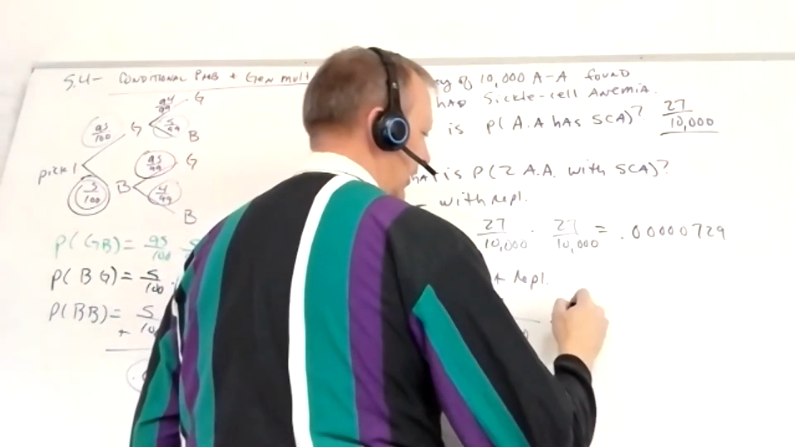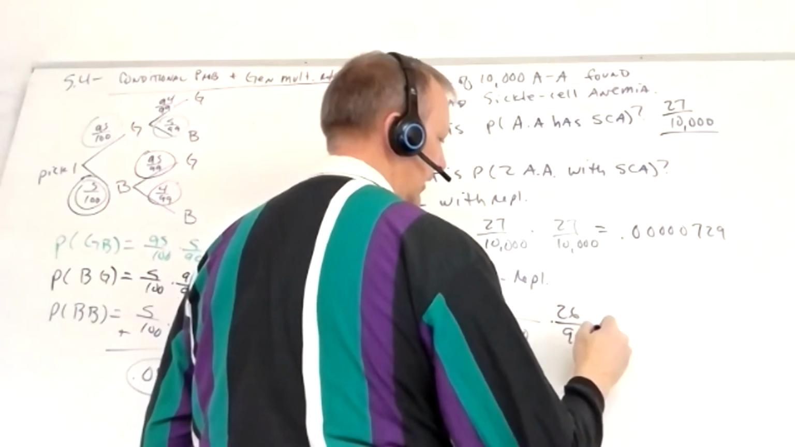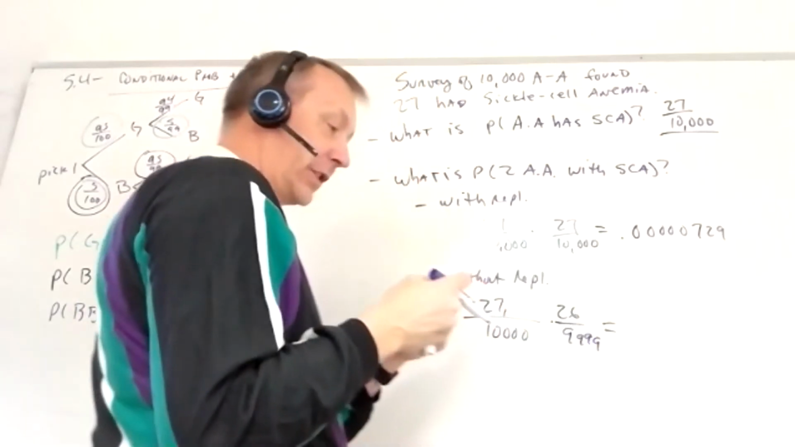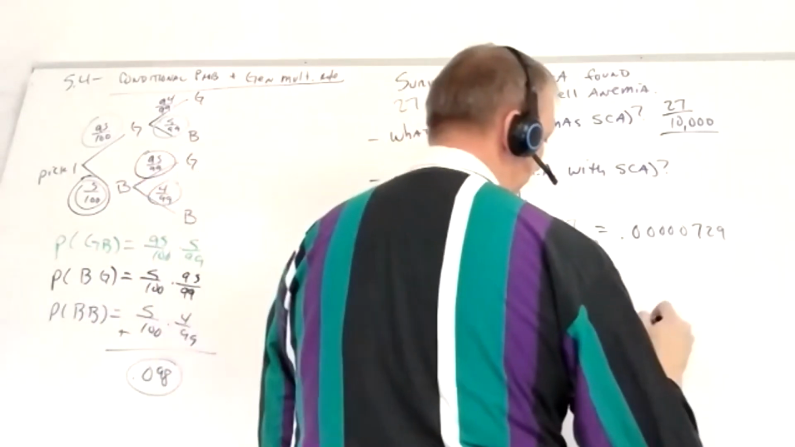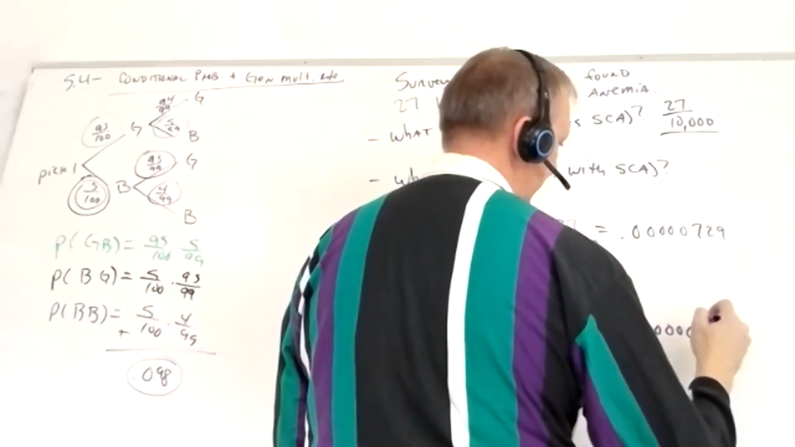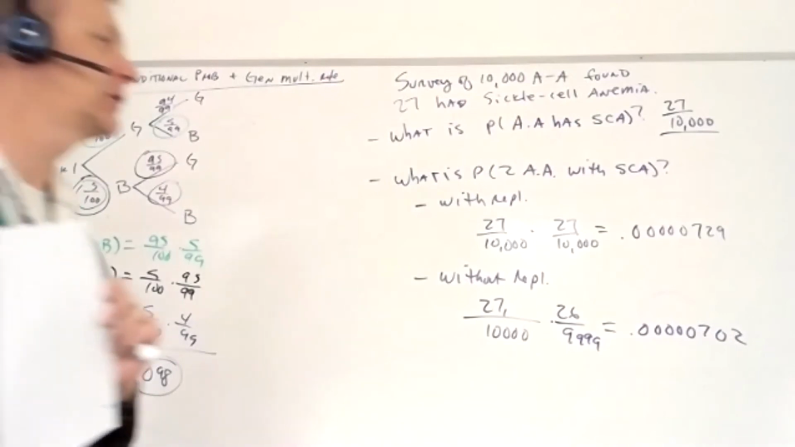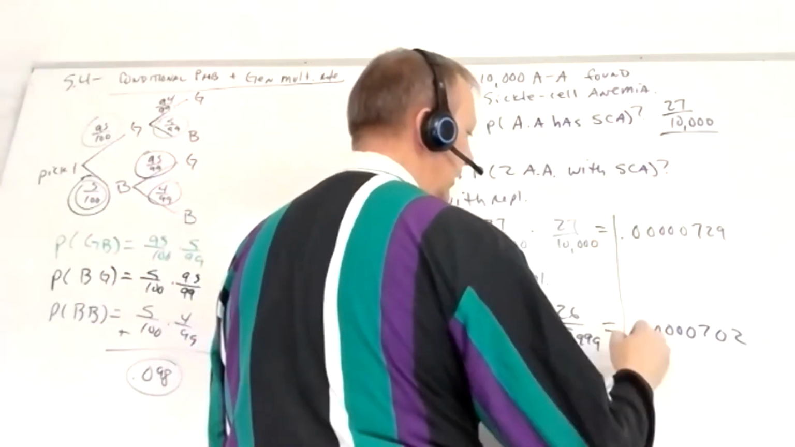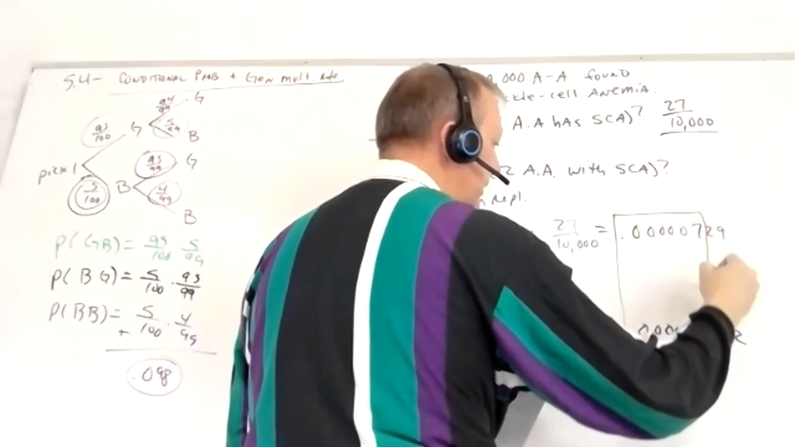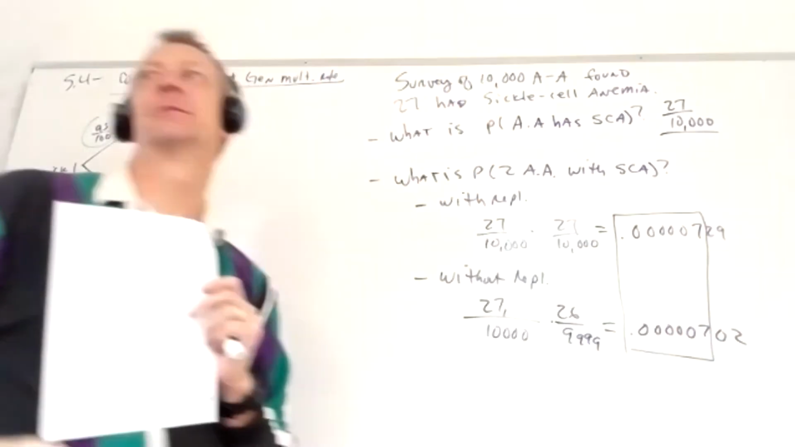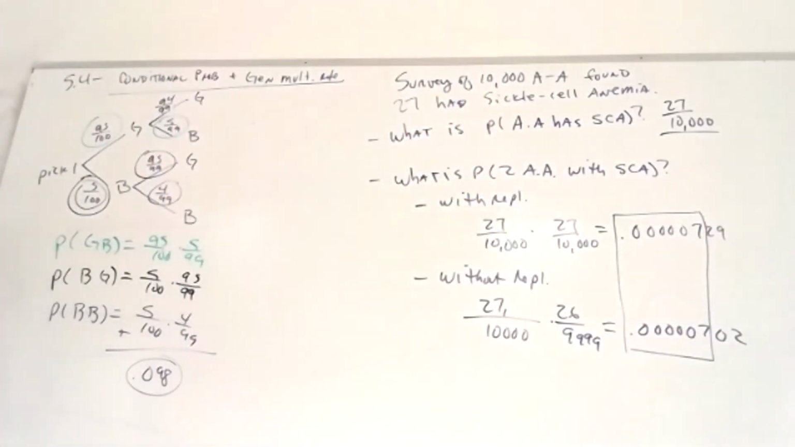26 over 9,999, whatever. And that works out to be also 1, 2, 3, 4, 5 zeros, and then 702. Okay? So as we look at these two numbers here, look, to 6 decimals, they are exactly the same. So those are so close. Does it really matter whether I do replacement or not?